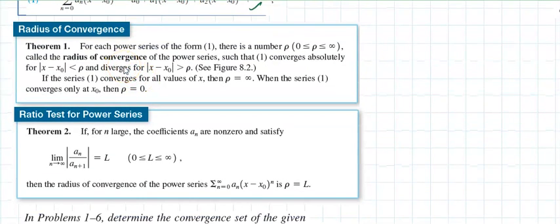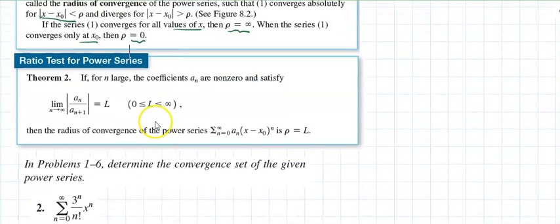Radius of convergence, that's nothing, not a big secret. We know what that is. If we take magnitude of x minus x naught to be less than rho, then figure out what rho is. If the series converges for all values of x, we say this rho, which is the radius of convergence, is infinity. So domain is pretty much everything. And when the series converges only at x sub 0, so only at one point, we say, well, the radius is 0.